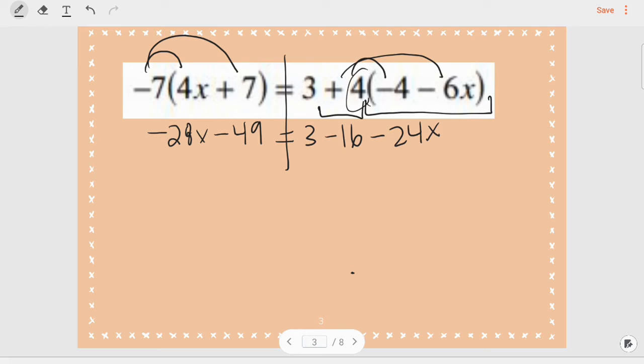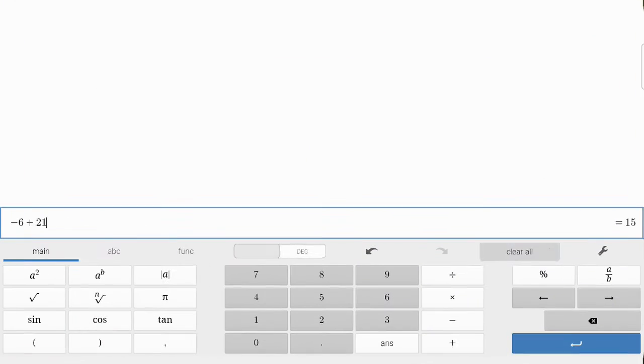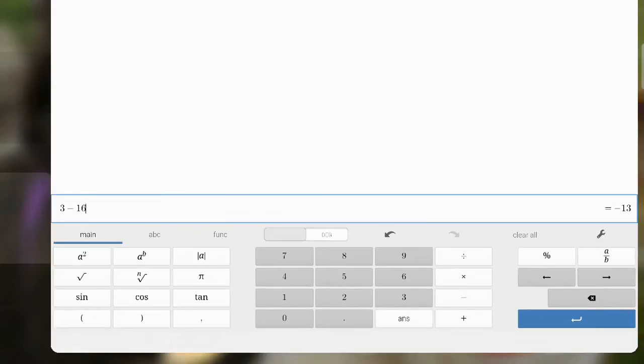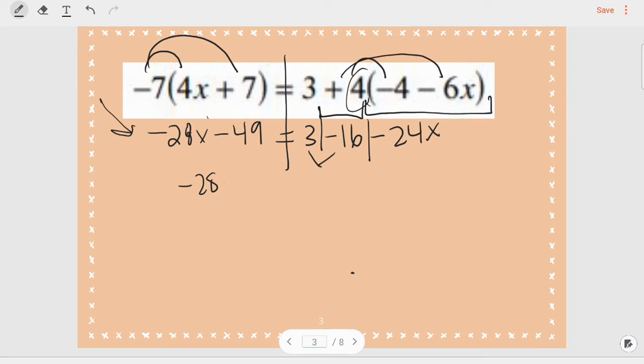So let's continue. My left side is simplified because if I separate out my terms, I see that there are no like terms. On the right-hand side, as I separate out my terms, 3, negative 16, and negative 24, I do see that 3 and negative 16 are like terms. So I end up with 3 minus 16 is negative 13. So negative 28x minus 49 is equal to negative 13 minus 24x. That's a separating line, not a minus.